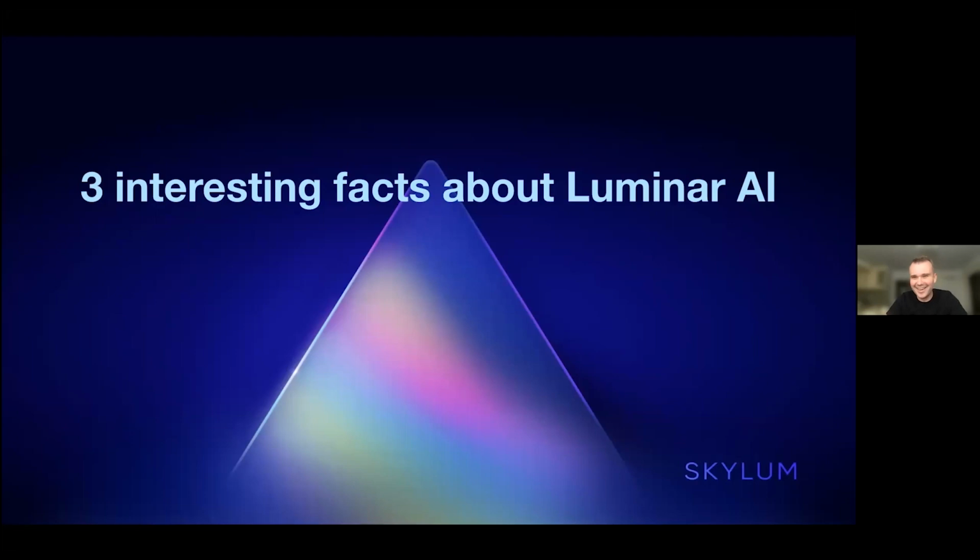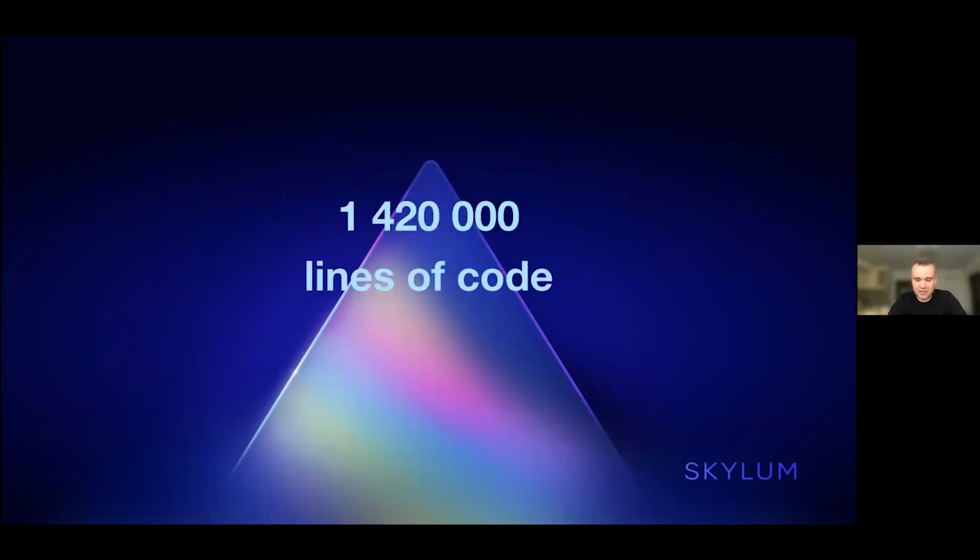Yeah, this is amazing. Okay, the first fact is, if you have never heard about that, Luminar consists of 1,420,000 lines of code. Wow. That's a lot of code. Yeah, that's a lot of code.